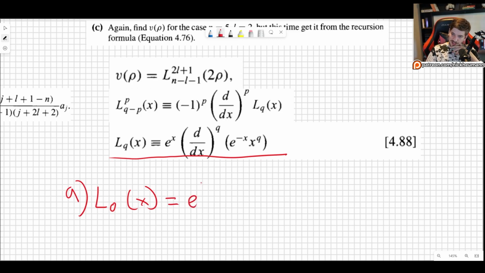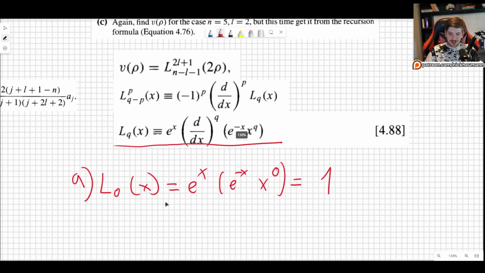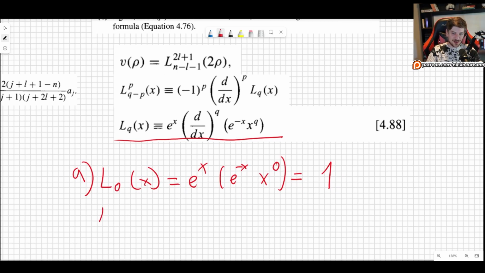This is e to the x. Now, zero derivatives of e to the minus x, x to the q, but q is 0. So this is simply 1, so well done, we did it. But unfortunately, not all will be so easy.